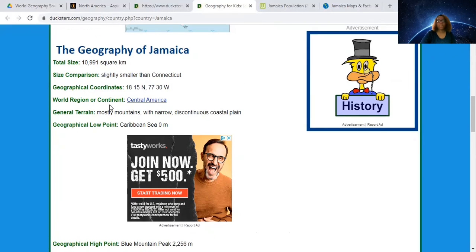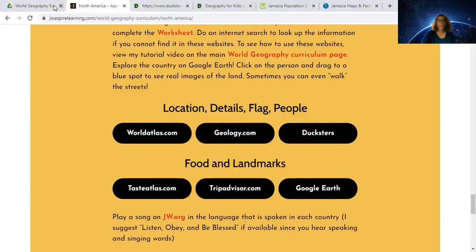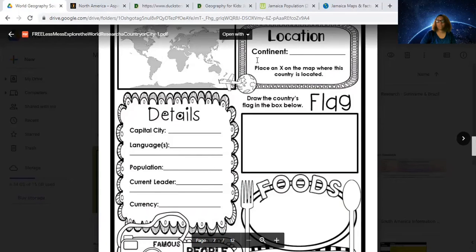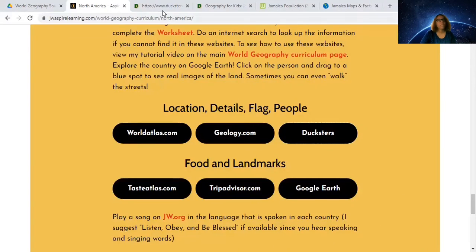See, this is world, region, or continent. So Central America, which I did make a note about. Central America is actually not a continent. It is a region, though. So I tell the students to put it down here. So I will put region, Central America. But the continent is North America, because Central America is not a continent.